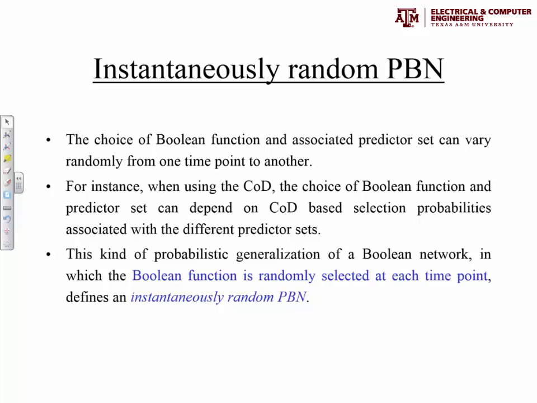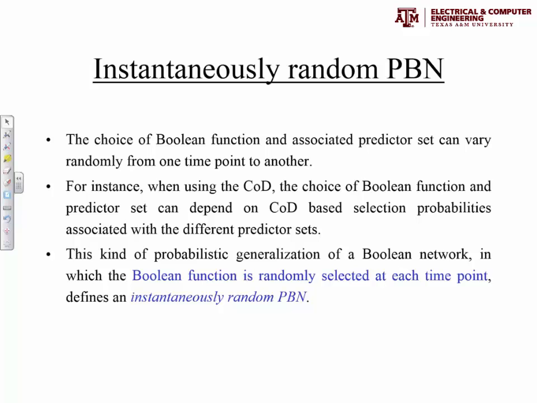As I said, for instance, when using the COD, the choice of the Boolean function and predictor set can depend on the COD-based selection probabilities associated with the different predictor sets. So this kind of probabilistic generalization of a Boolean network, in which the Boolean function is randomly selected at each time point, and at each time point the predictors are selected with certain probability for predictor sets for each of the genes, is called an instantaneously random PBN.